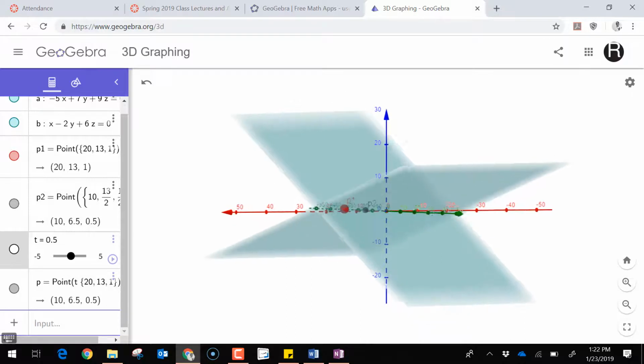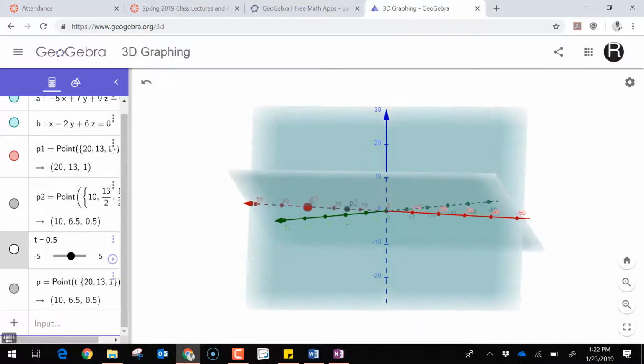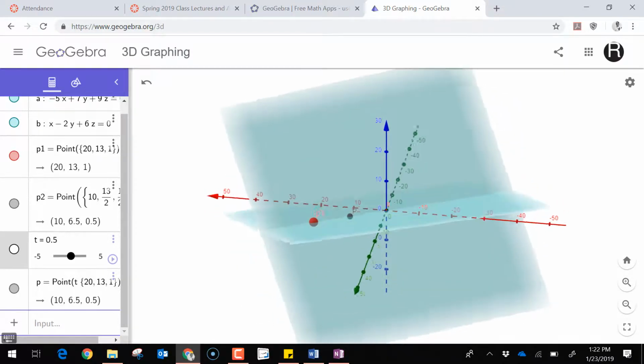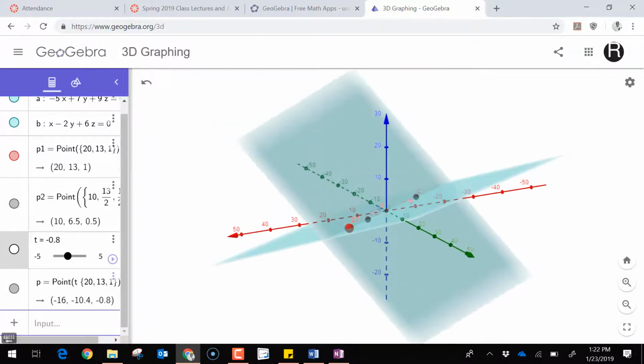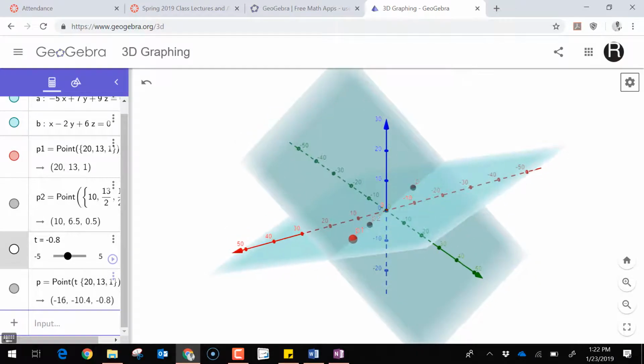So regardless of what value of t I choose, I will be in that intersection. These two planes look like they intersect in a line, and whatever value of t I choose, you'll have a vector that's going to be on that line.